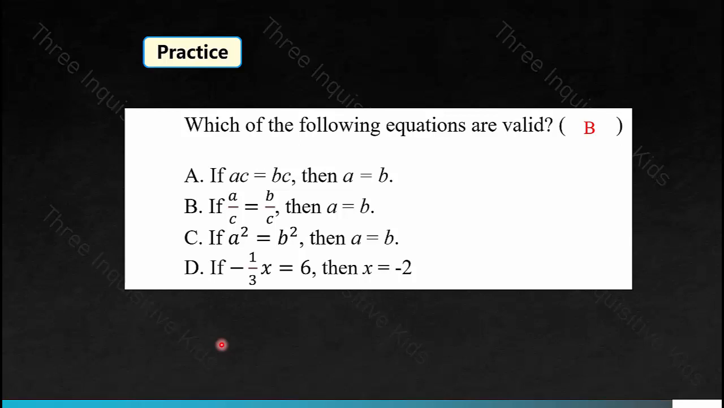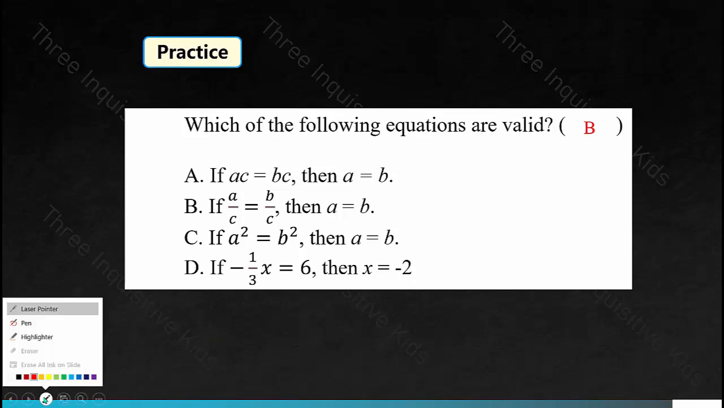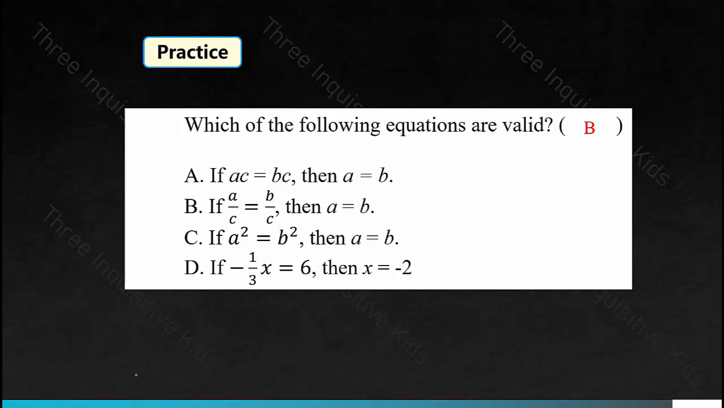If A squared is equal to B squared, then A is equal to B. Let's think about this. What this really means is A times A is equal to B times B. That's not true, because this only works if A and B were opposite numbers or if they were both 0. So you can't be sure. Because what if A was equal to 1 and B was equal to 3? So that would not work.